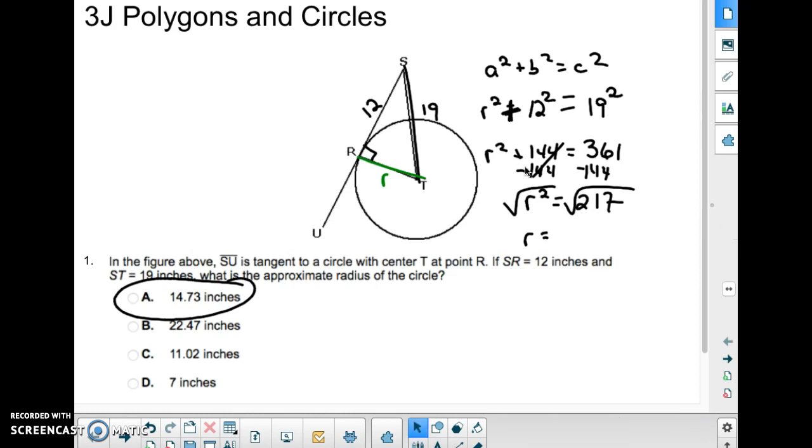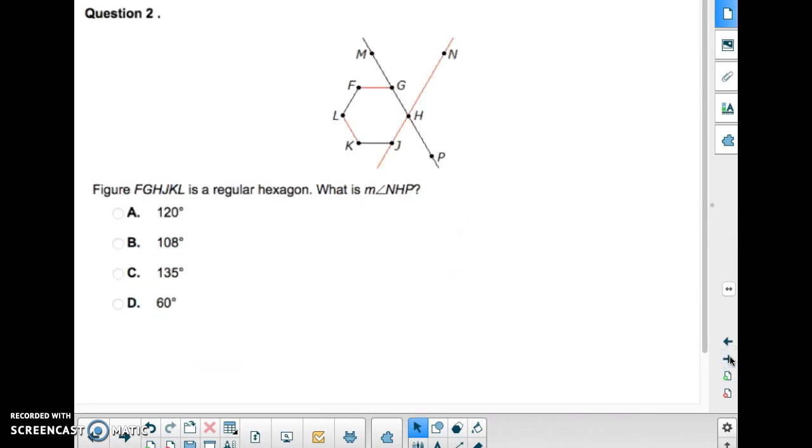The geometry part we had to remember is that this is a right angle between the radius and a tangent to the circle. And then just remember the Pythagorean theorem. Question 2 tells us that F, G, H, J, K, L is a regular hexagon. Regular means all the angles are congruent.